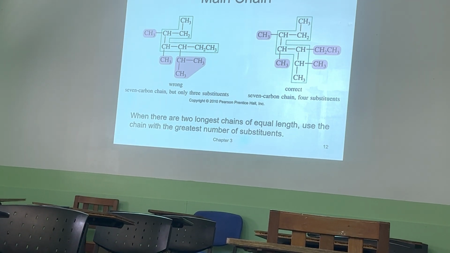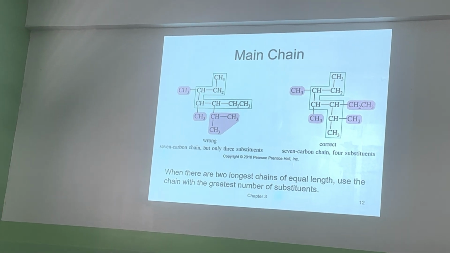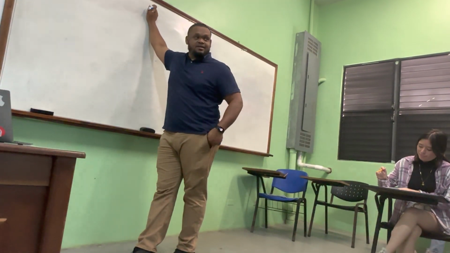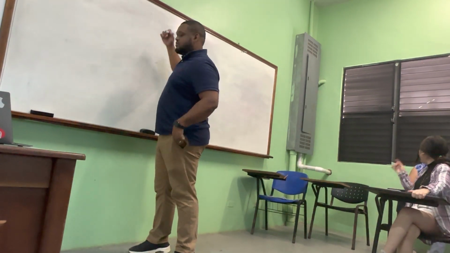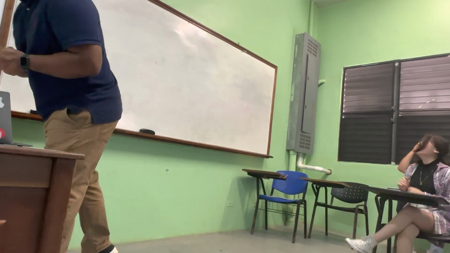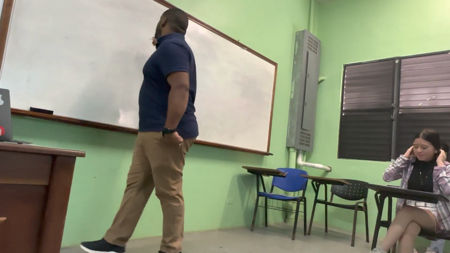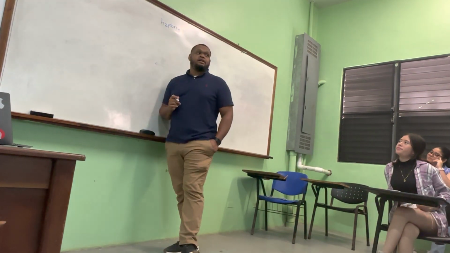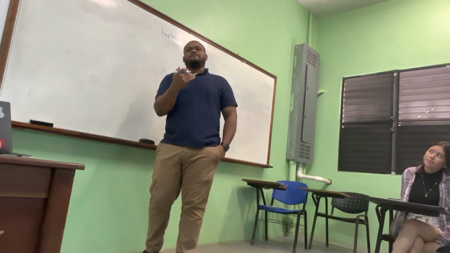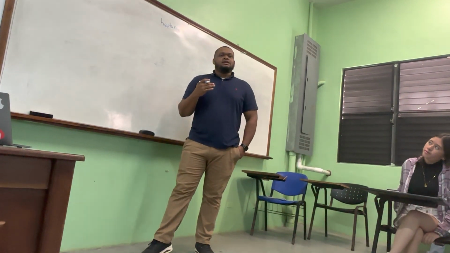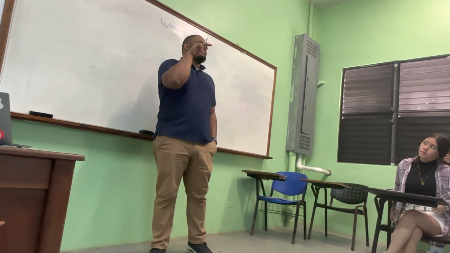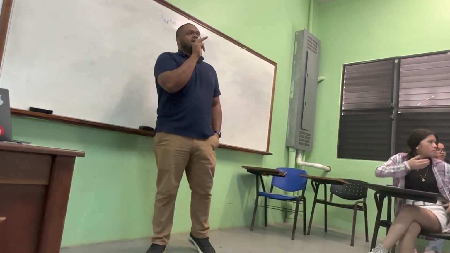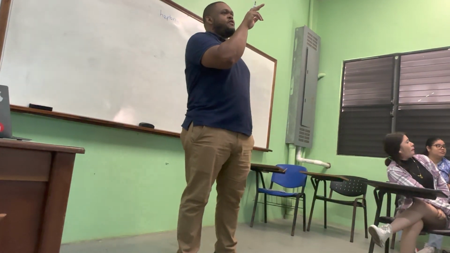Alright, so let's start with the name. So what is the parent name that we have? Heptane. Heptane, right? So heptane is our parent name. And then in front of that now are our substituents. So where did you all start numbering? From the bottom up or from the top down? Bottom up. Because if you look, 1, 2, 3, 4, 5.